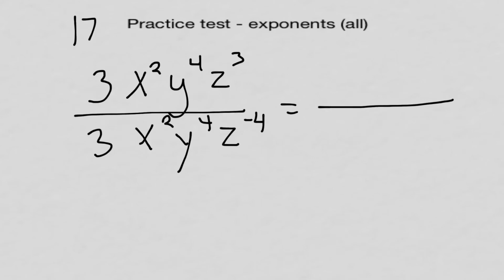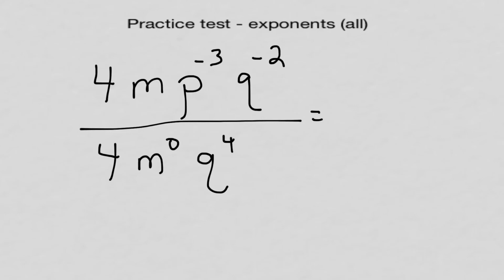All right, number 17. Actually, I guess I lied. I am going to do all the problems. All right, let's start with the numbers. 3 over 3, those cancel out. All right. X squared over x squared, those cancel out. All right. Y to the fourth over y to the fourth, those cancel out. Finally, got something I can work with, the z's. 3 minus negative 4. That's going to be 3 plus 4. It's going to be z to the 7th. That's your answer. You're done.